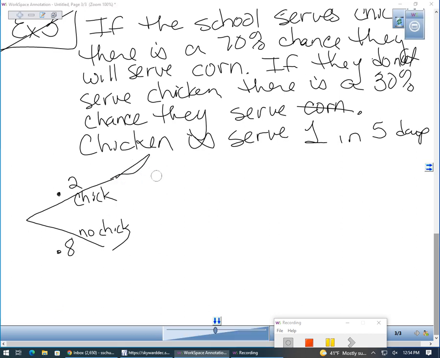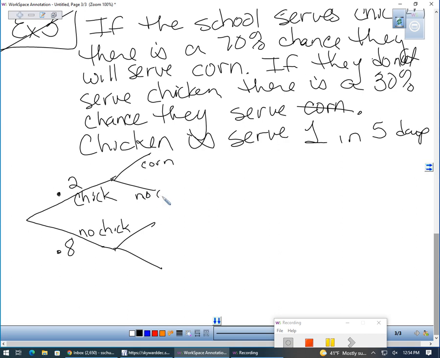Hold on. Sorry, guys. So then I'm going to do 2 more branches here and 2 more branches here. Now, obviously, if we're getting chicken, then we also got to talk about whether we have corn. So our branches at the top, we've got corn or no corn. Same thing down here in my branches. I've got to have corn and no corn.